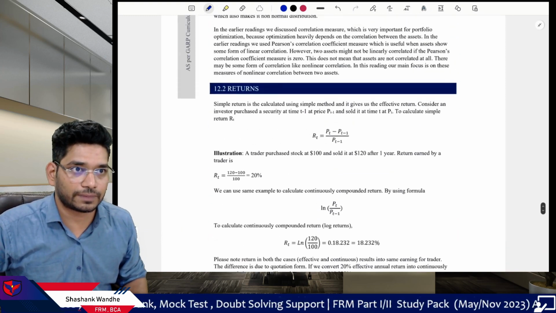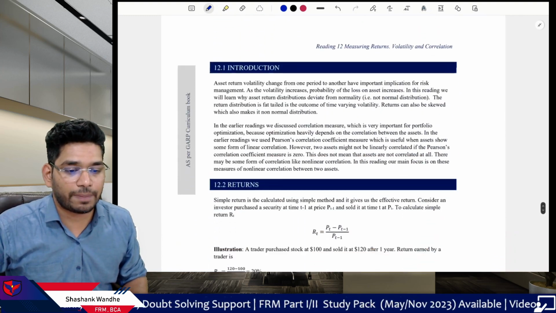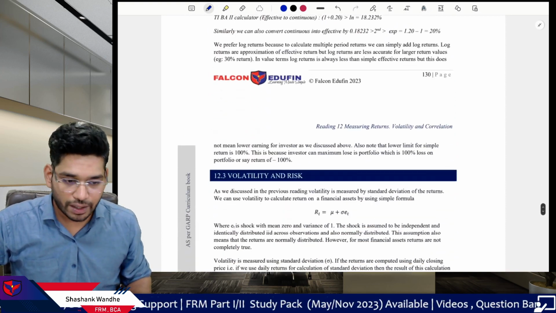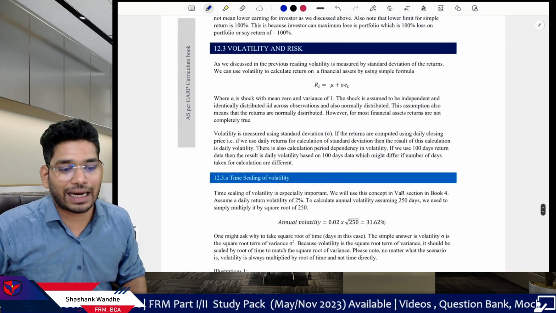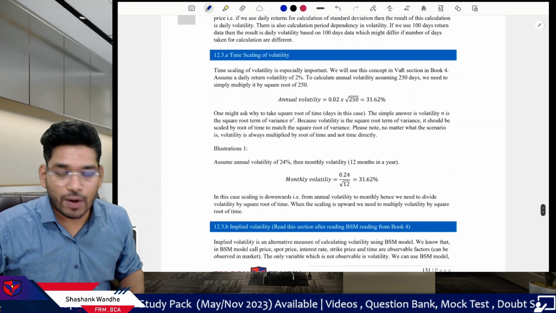Now measuring returns, volatility and correlation. The discussion starts with the basics: how to calculate the returns, how to calculate the log normal, the continuously compounded returns. Then we have the volatility and risk, again the basic discussion. Then time scaling of volatility, which is useful for value at risk discussion.